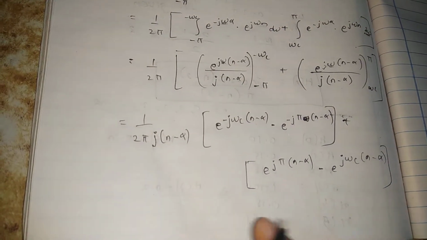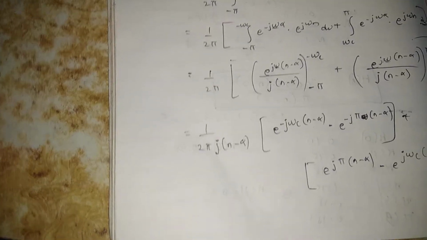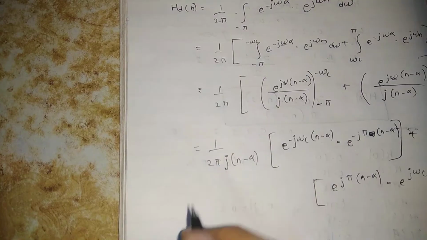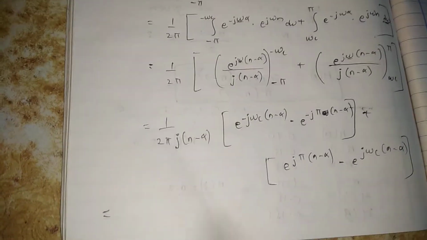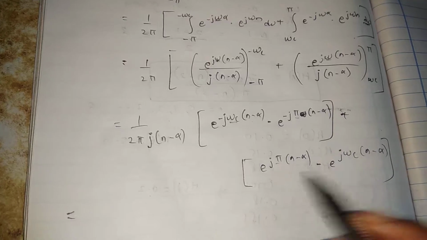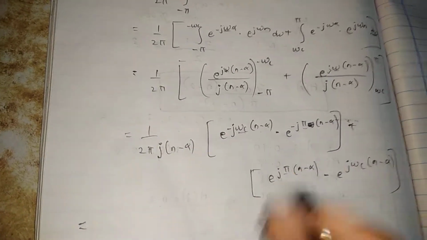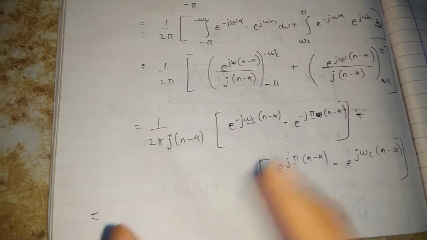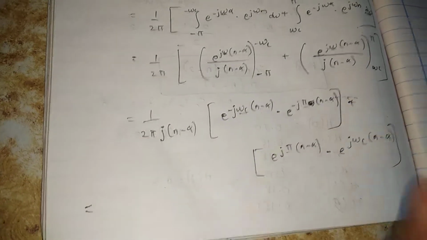Okay, this much is done. Now see this, we will just rearrange the terms. Here it is omega c, here it is pi, here it is pi, here it is omega c. So now we will just rearrange it, with both pi terms together and omega terms together.